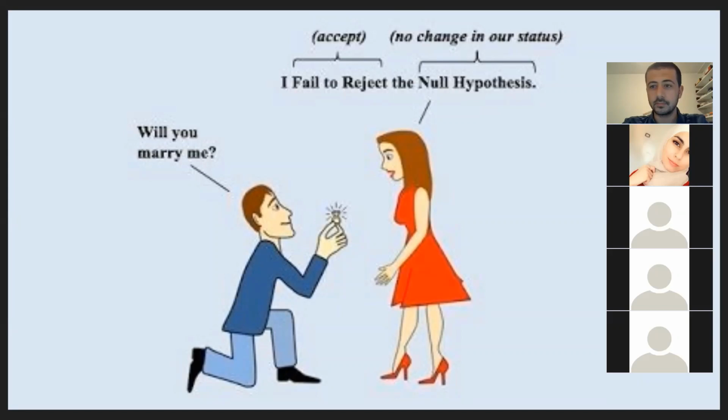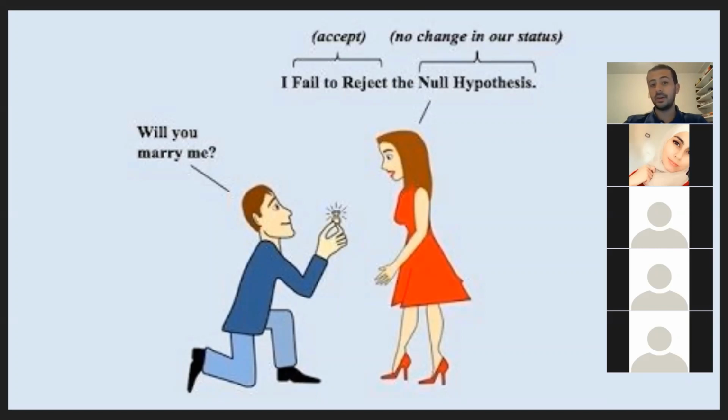I don't know for sure. Sorry, Ahmed, can you repeat your answer? Yes, I think we don't know for sure. No, yeah, exactly. Why? Because she is assessing. Okay, yeah, please, if you have any comment. Yeah, because we failed to reject, so it's the null hypothesis.